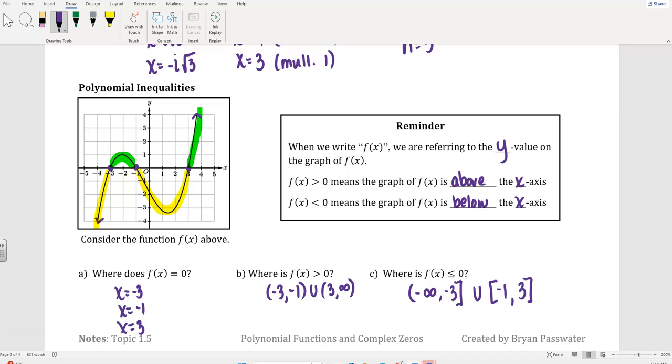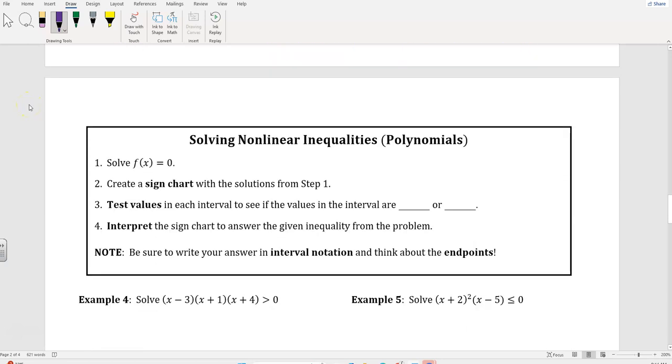Okay, questions there? That's similar to our increasing, decreasing, concave up, concave down sort of stuff. You're reporting the domain with the x values.